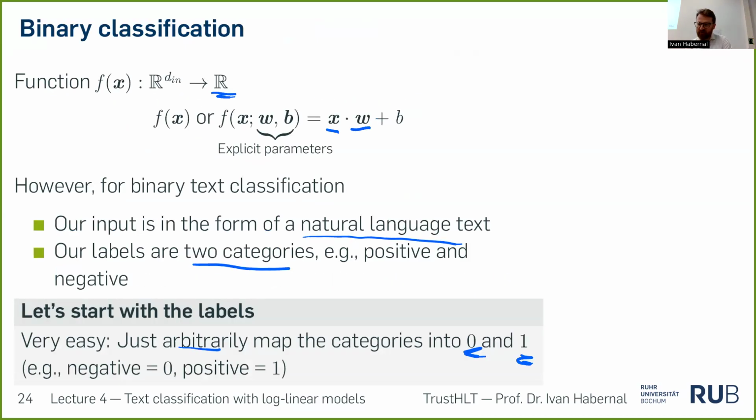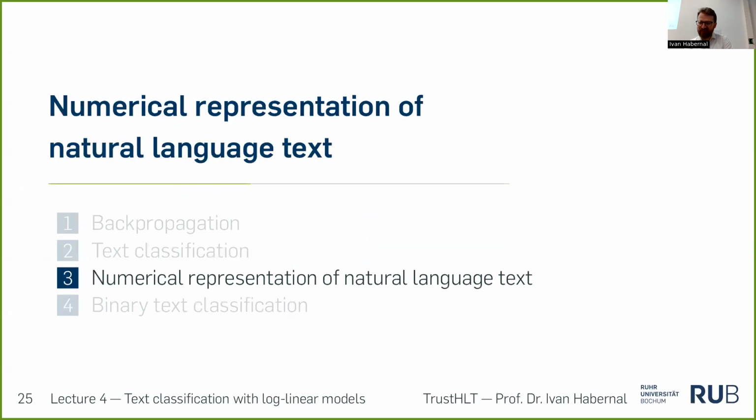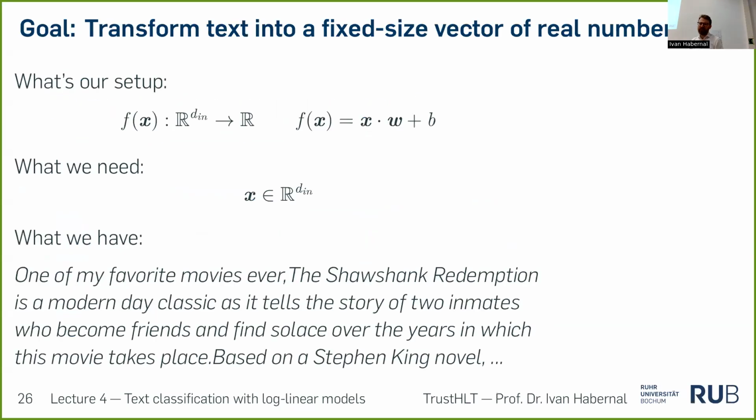Okay. So now we know the labels. Now how do we get natural language text into that? That's kind of tricky because this is a function. So how do you turn language into numbers? What do we want? We want a function where the input should be a vector. That's what we need for our function to work. And this is what we have. This is a real example from IMDb. One of my favorite movies, The Shawshank Redemption, is a modern day classic, and it tells the story of two inmates who... Everybody knows the movie and everybody knows it's a great movie. Well, you may disagree, that's fine. But this is the review. How do I turn this into a vector of numbers?